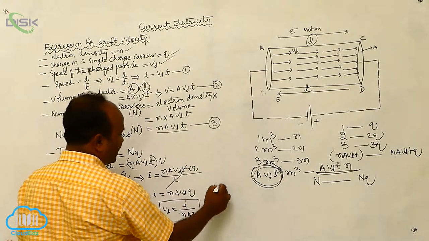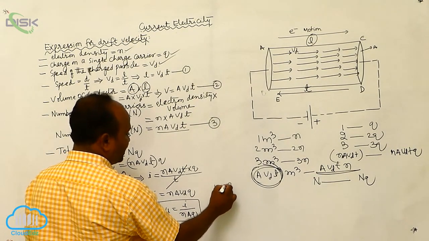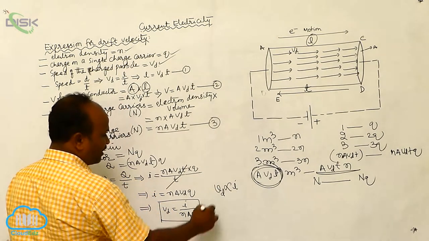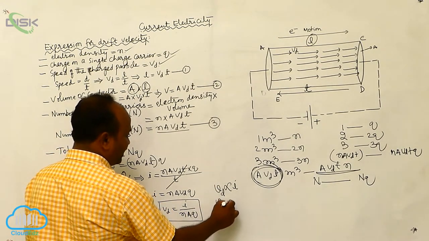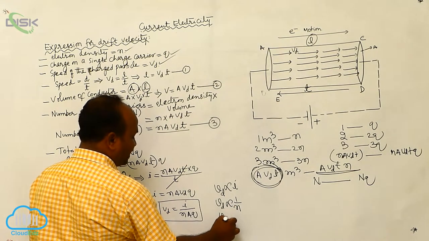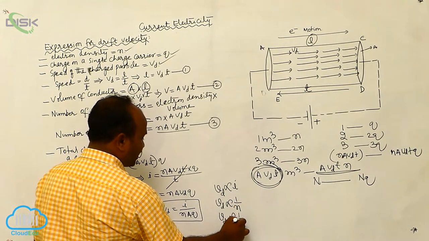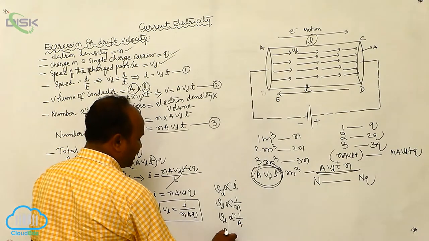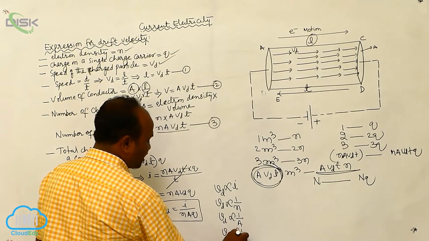Here, the drift speed is directly proportional to current. The drift speed is inversely proportional to electron density. The drift speed is inversely proportional to cross-sectional area. The drift speed is inversely proportional to charge.